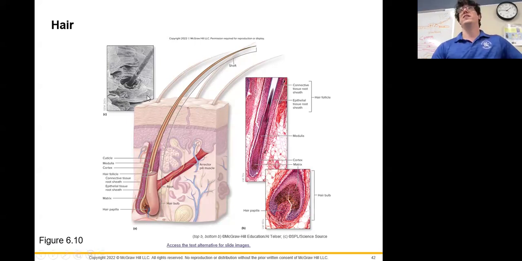Now, our hair connects to our skin down here in this area that we call the hair bulb. So the brown bit right here is the actual hair. The dark brown bit that you see in the center of the hair is going to be called the medulla. Outside of that, we have the cortex, and then we have the outermost layer that we're going to call the cuticle.